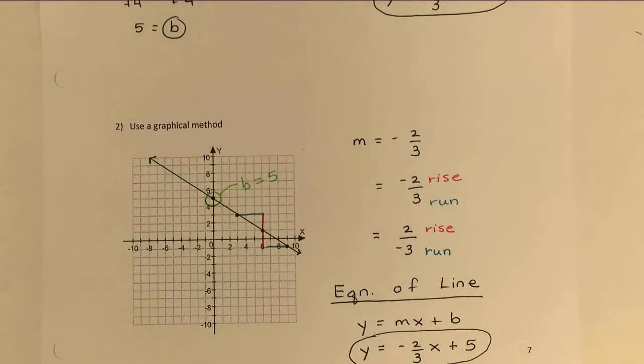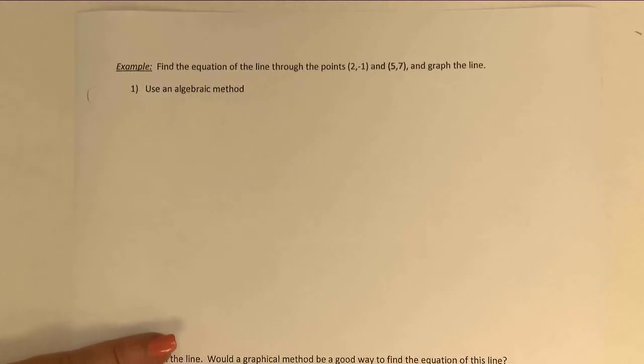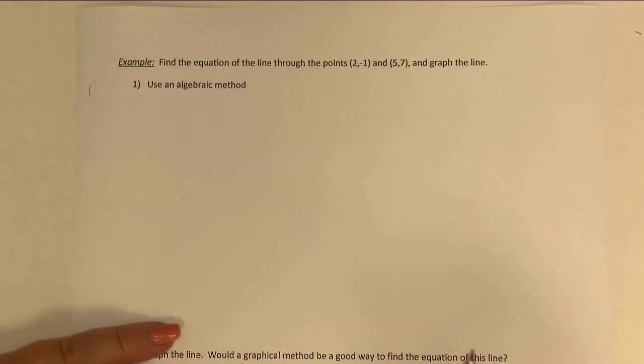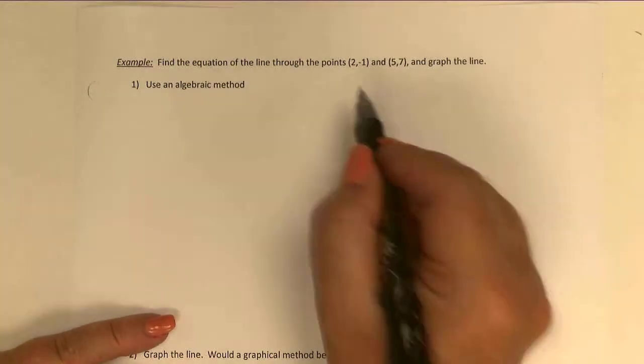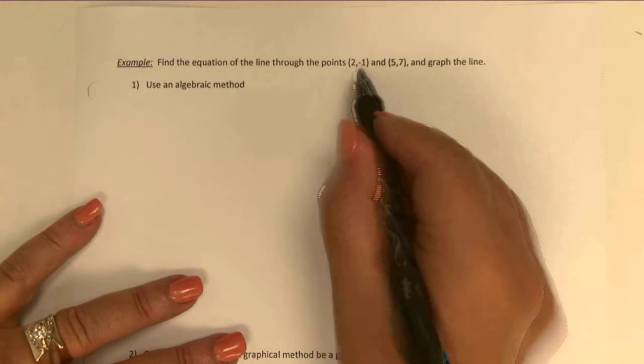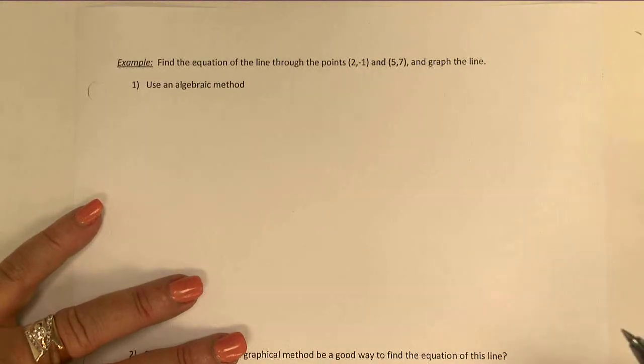We're going to do a couple more examples where we're going to contrast looking at an algebraic solution and a graphical solution to the same problem. Again, always hopefully seeing that we get the same answer. This time, instead of giving us a slope and a point, we're starting out with 2 points, (2, -1) and (5, 7).